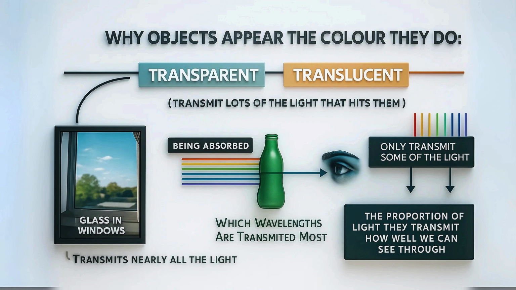The perceived color of a translucent object is based on which wavelengths it transmits the most. For instance, a green plastic bottle may look green because it transmits green wavelengths better than others, while absorbing or scattering the rest. This selective transmission means that more green light reaches our eyes compared to any other color, so we interpret the object as green.